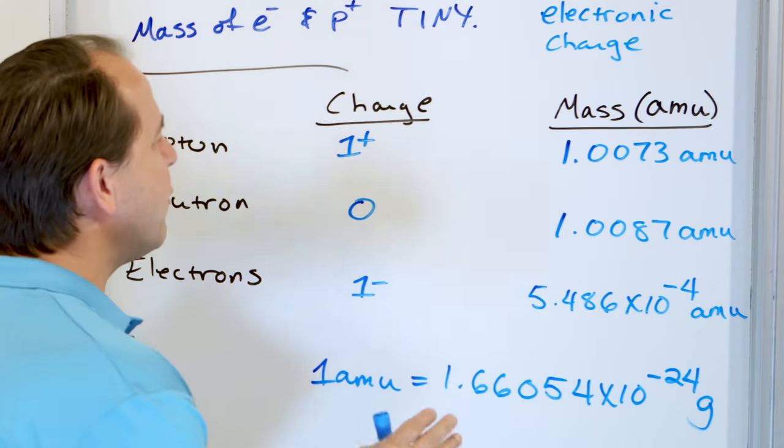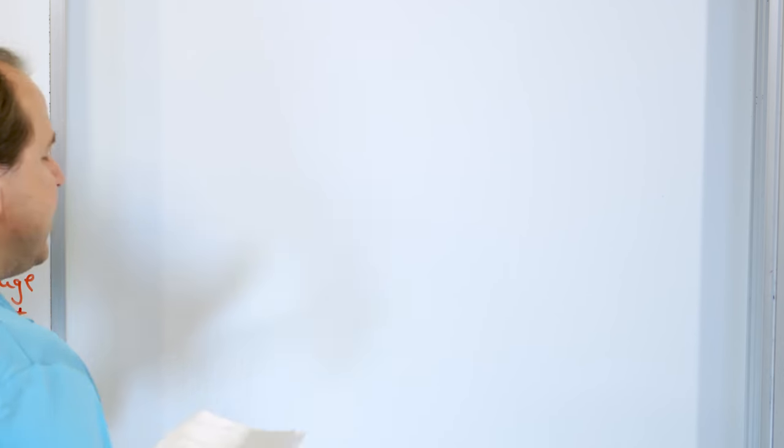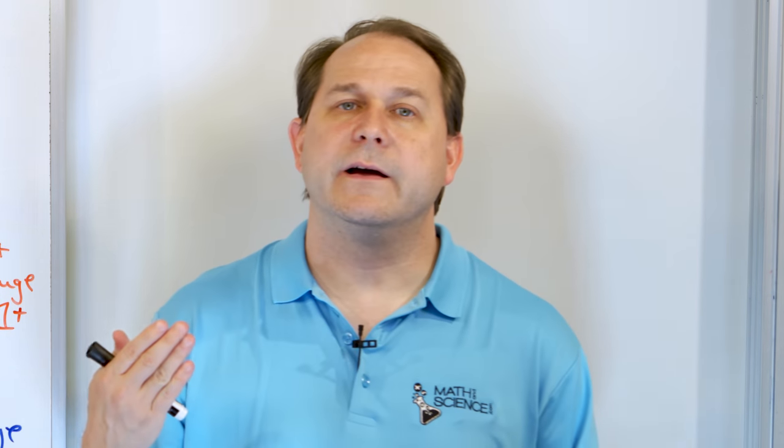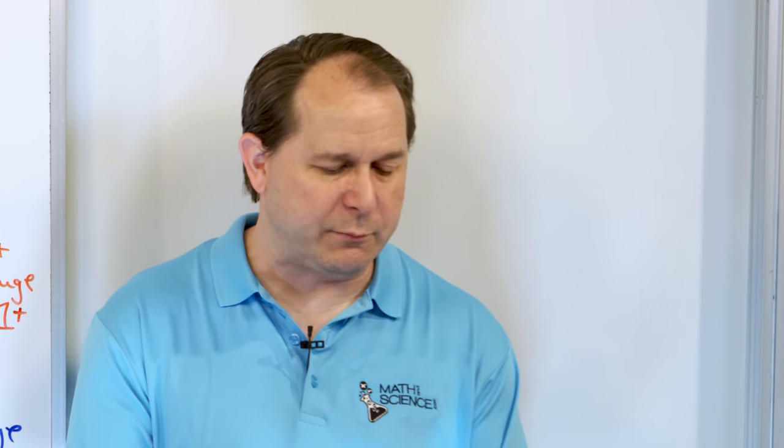Okay. Now, what we have to do is talk about the atomic number and the mass number, and what an isotope is in chemistry. And then we're going to solve some problems to give you practice.